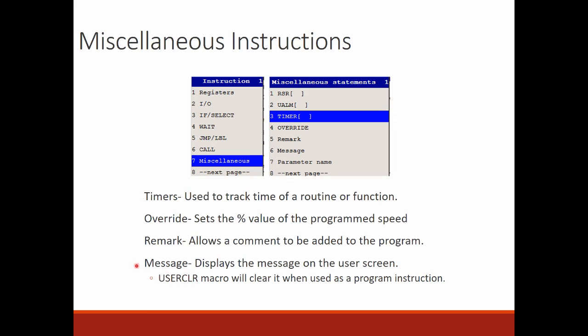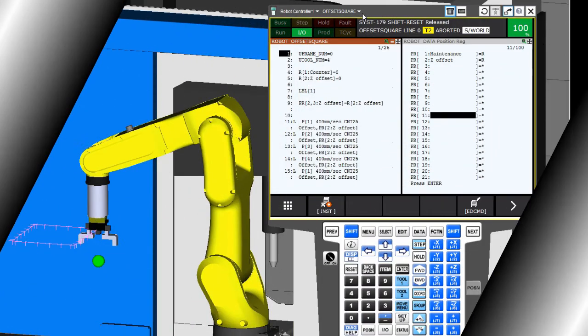We also have a message instruction, which will allow us to display a message on the teach pendant. Again, this can be used as a way to alert the operator of something that they need to do or something that is going on with the robot that we want to draw attention to.